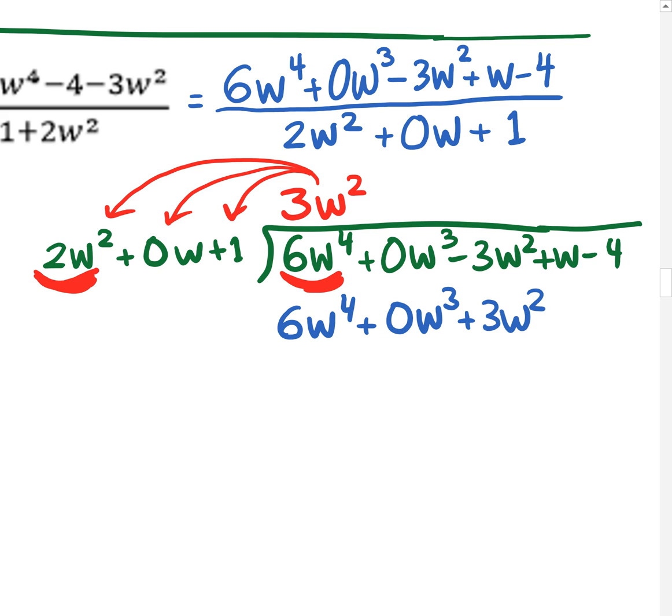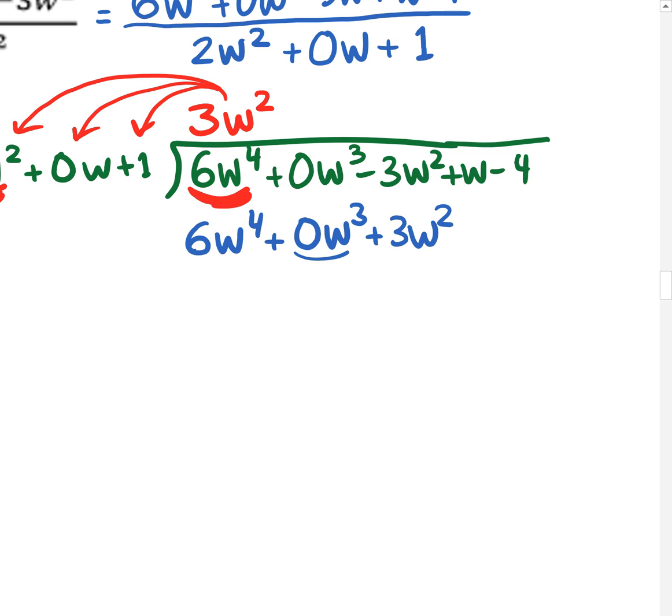And if you're thinking, okay, the middle term, that's 0w to the third. But 0 times anything is 0, so why even write it? Well, it's really a placeholder so that you have like terms above each other. We know that's really a 0 there, but it's nice to see the w to the third, just so we know that our like terms are lined up vertically.